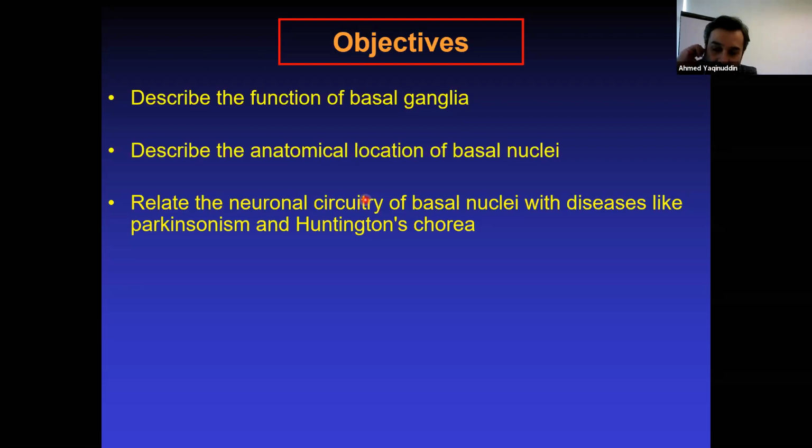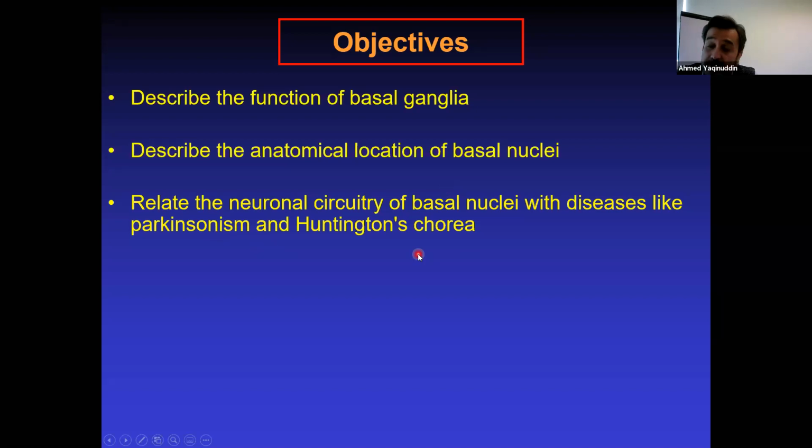So the objectives of this session are to describe the function of basal ganglia, why it is important to learn about basal ganglia, and what their function is. We need to learn about the anatomical location of different basal nuclei. And then the circuitry is the most important part between these basal nuclei because they have a major impact on diseases like Parkinsonism and Huntington's chorea. So we are going to talk about the circuitry of basal nuclei in relationship to these diseases.